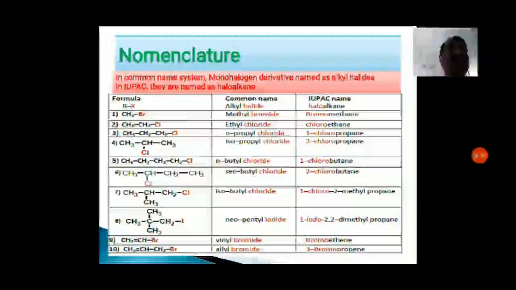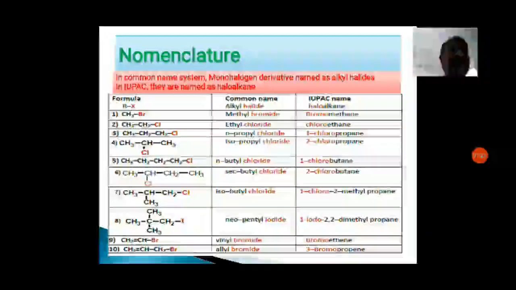Similarly in the third example, the alkyl group is the N-propyl group and the halogen is chlorine, therefore its name is N-propyl chloride. Its IUPAC name is 1-chloropropane. Why is there a 1? Because this chlorine atom is attached to the first carbon atom of the straight chain. Therefore it is called 1-chloropropane.